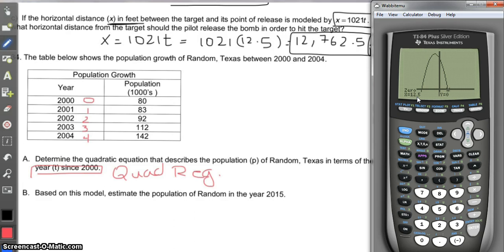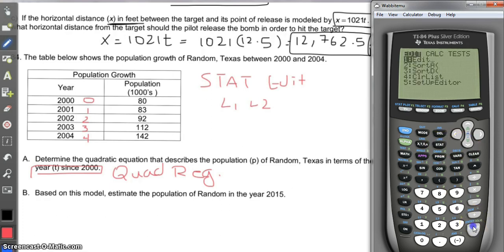And remember, you do not enter an L1 2000, 2001, and 2002. You enter 0, 1, 2, 3, 4. So the steps are, you go to Stat, and then Edit. You enter your L1 and L2. So let's do this step first. So Stat, you go to Edit, press Enter. L1 is going to be 0, Enter, 1, Enter, 2, Enter, 3, Enter, and 4, Enter.